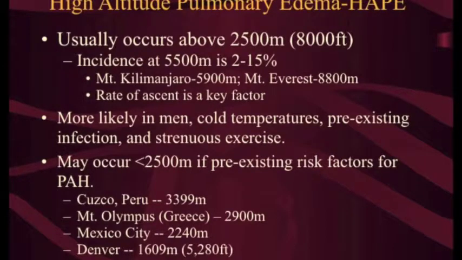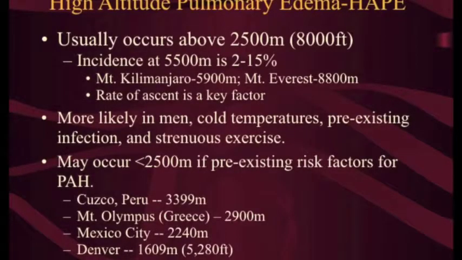So pulmonary edema usually occurs above 2,500 meters. That's about 8,000 feet. The incidence at 5,500 feet, it seems like a random number, but that's something I saw, was somewhere between 2 and 15%. Just to give you some examples of what these numbers are, Mount Kilimanjaro, the tallest mountain in Africa, is 5,900 meters. Mount Everest is about 8,800. The rate of ascent is a key factor there. If you're going to Mount Everest, you better not just take a plane and start at the top. You're going to get it for sure. You have to go very, very slowly to the top to help prevent this.